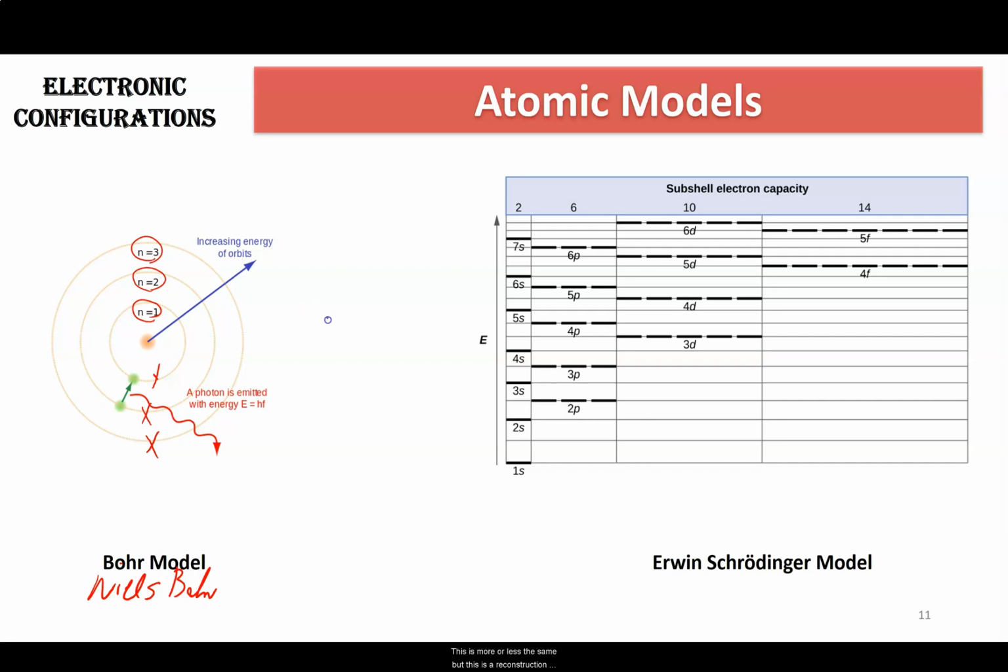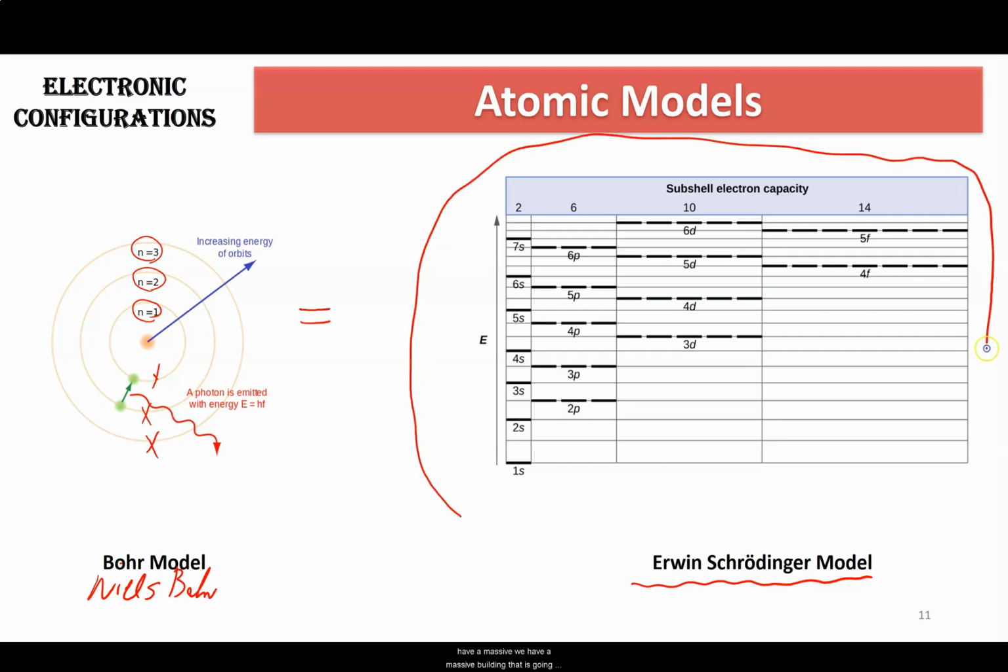So this is more or less the same, but this is a reconstruction. What you see on the left and on the right, that is proposed by Erwin Schrödinger, is a reconstruction of what was previously known and proposed by Bohr's model. So Erwin Schrödinger said, you know what, I'm going to change that structure within a building. First of all, we're going to have floors. So we have a massive building that is going to contain all of our electrons.